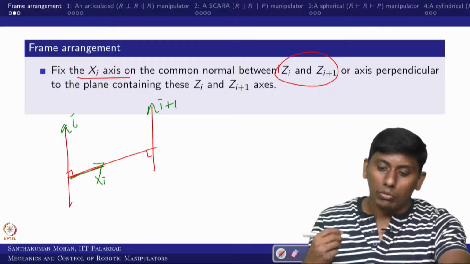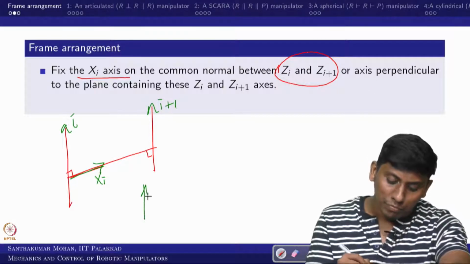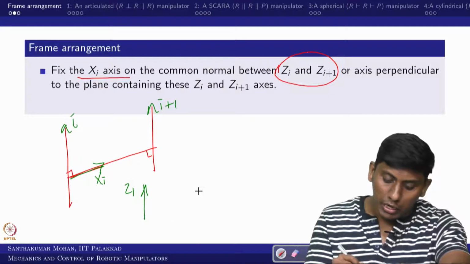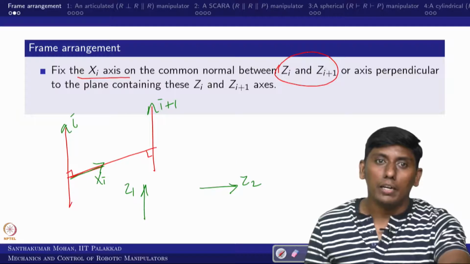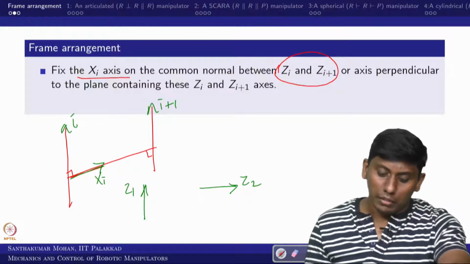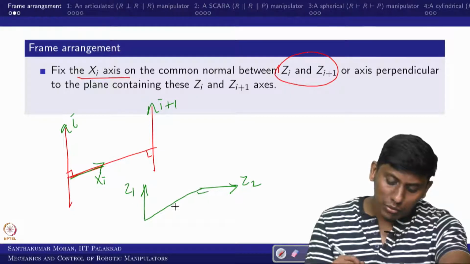If these two axes are intersecting and perpendicular, for example like this, this is Z1 and this is Z2. Then how can you draw the common normal? We can see that the common normal may be like this.